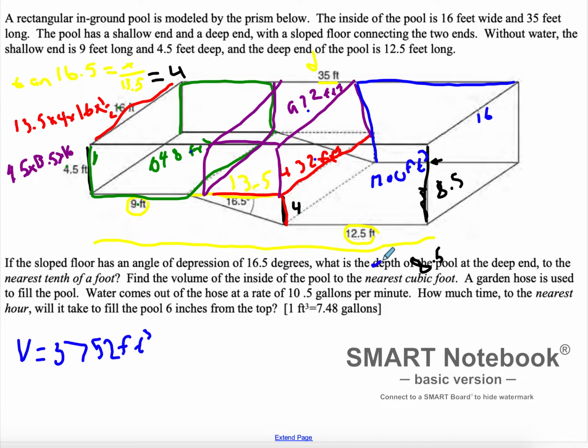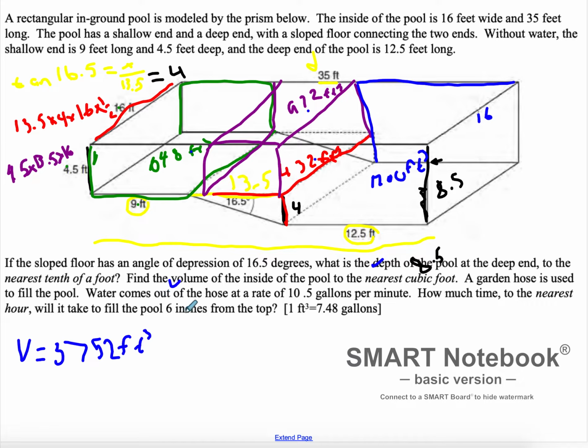So we've done this. We got the depth, 8.5. We've got the volume, 3,752. Now we're saying a garden hose is used to fill the pool. Water comes out at a rate of 10.5 gallons per minute. How much time to the nearest hour will it take to fill from 6 inches from the top? So this says that water's going in there at 10.5 gallons per minute, and about 7.48 gallons fit in 1 cubic foot of volume.